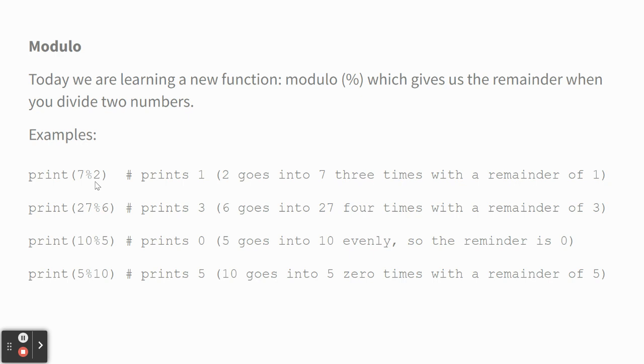And 10 mod 5 is 0 because there's no remainder, right? 10 divided by 5, it goes in evenly. And 5 mod 10, here's a trick. If the first number is less than the second number, then the answer is always just the first number, because 10 goes into 5 0 times, leaving a remainder of 5.